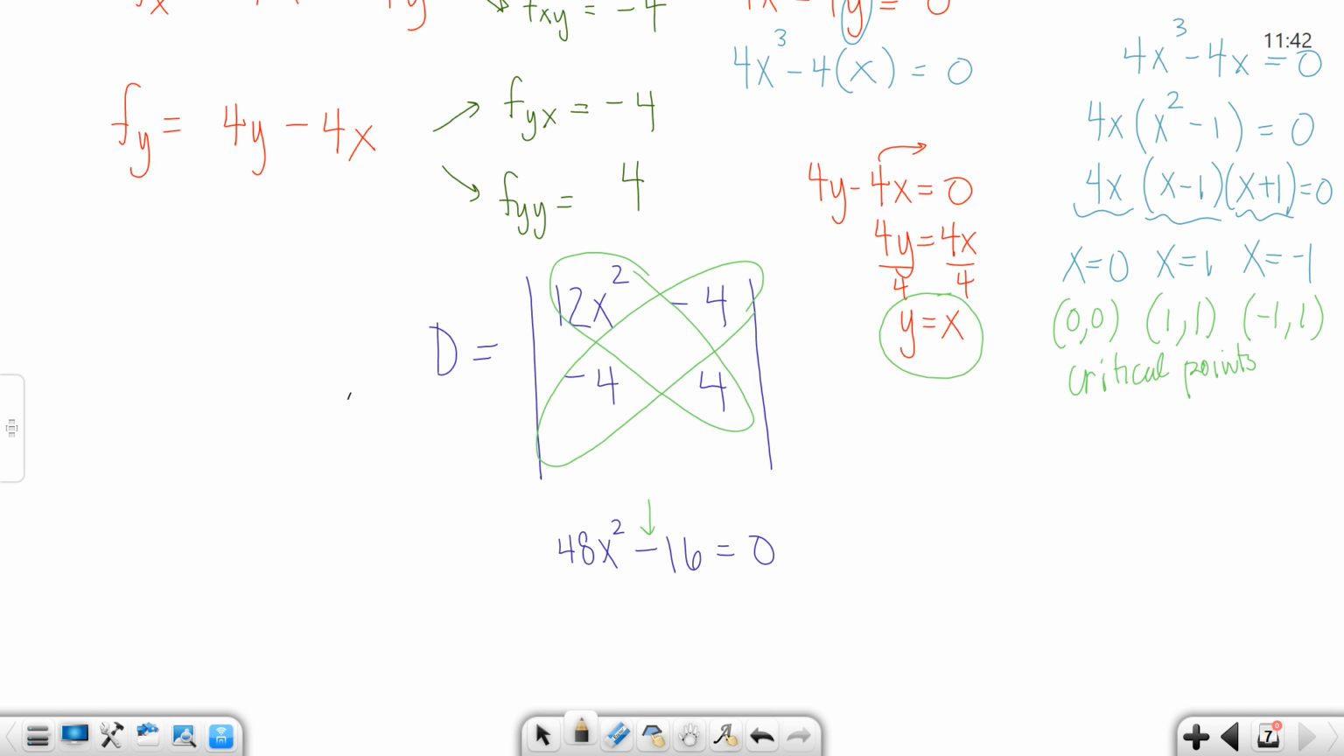Now, I don't care how you solve this one, but you don't have to solve it because it shouldn't be set to 0. Sorry, that was a mistake. I was like, it looks like it should solve, but it doesn't solve. This is D. That's what's important. That is D. So what we have to analyze is D at these 3 points. So let's find D at the point 0, 0.